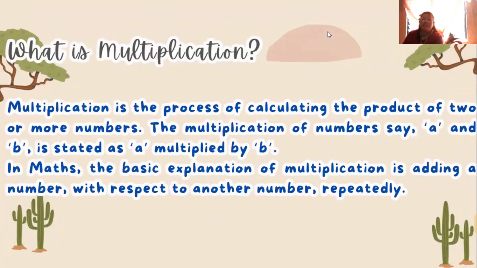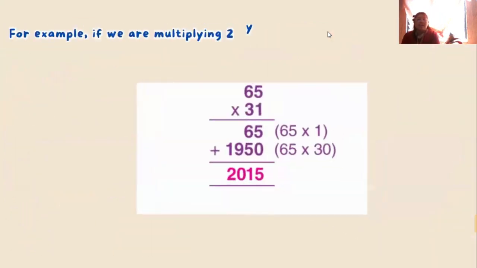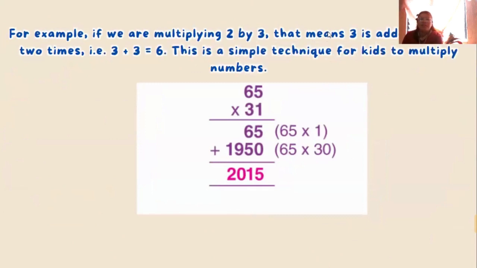Multiplication is the process of calculating the product of two or more numbers. So the result of multiplication is called the product, and the numbers that we multiply are called factors. The multiplication of numbers, say A and B, is stated as A multiplied by B. In maths, the basic explanation of multiplication is adding a number with respect to another number repeatedly. Next, for example, if we are multiplying 2 by 3, that means 3 is added to itself 2 times.